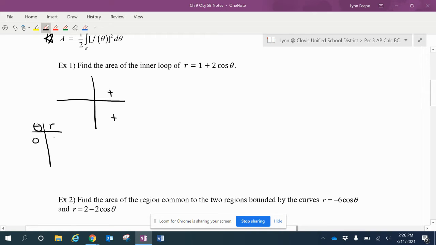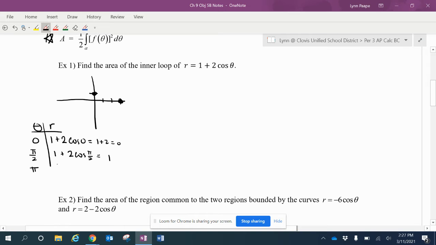So I'm going to just substitute in 0 first. So I would do 1 plus 2 cosine of 0. And I know that the cosine of 0 is equal to 1, and so 1 plus 2 would be 3. So at 0, I would go out a distance of 3. So I would have a dot here. And then I'm going to go ahead and put in pi over 2. So that would be 1 plus 2 times cosine of pi over 2, which is 0. So that would be 1 plus 2 times 0, which would be 1. So at pi over 2, I would be at 1.